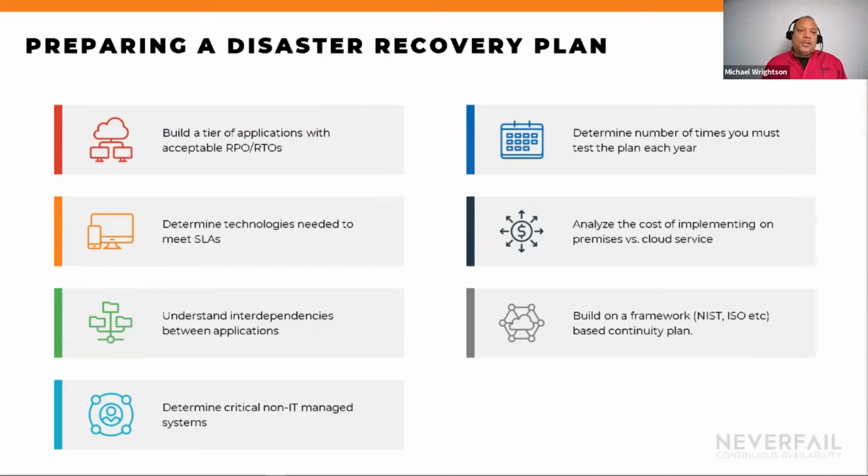Then you need to determine the criticality of these non-IT managed systems. If there are departmental systems that need to be looked at and brought into your disaster recovery plan, you need to see how critical they are, and then add those to your tiers of applications and your RTOs and RPO defined for those applications.